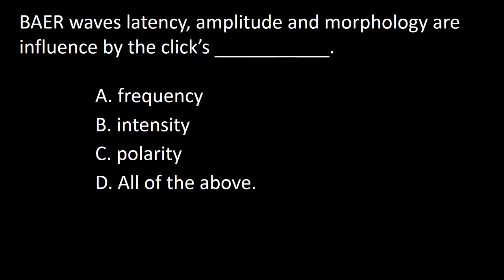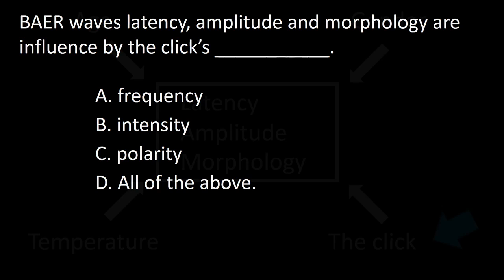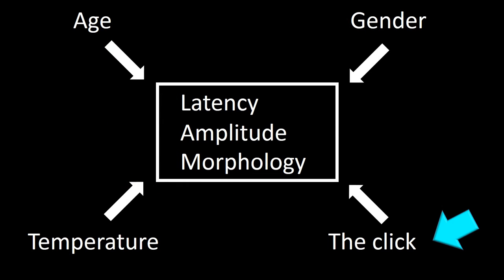Next question. Brain auditory evoked responses latency, amplitude, and morphology are influenced by the clicks: A. Frequency, B. Intensity, C. Polarity, D. All of the above. The most important factor influencing latency, amplitude, and morphology of a wave is a click. That is at least the one that we have more control of.